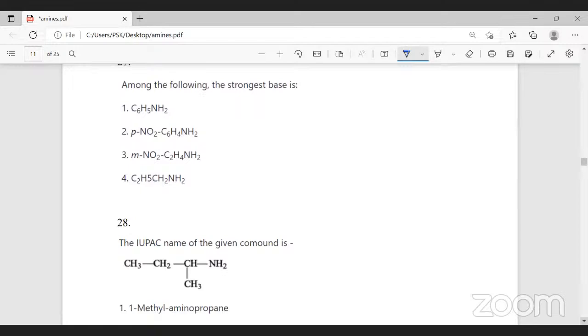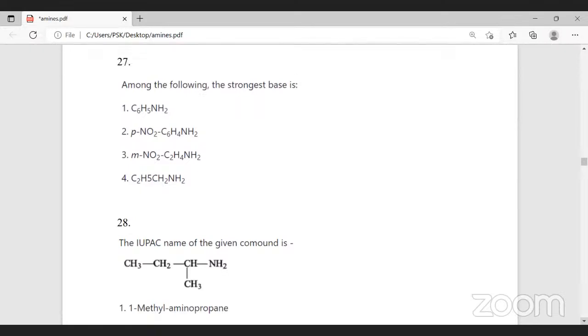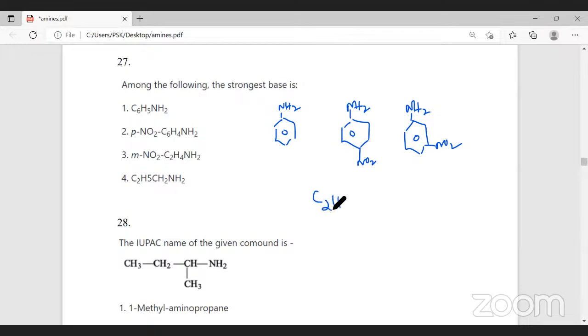The next question. Among the following, the strongest base is. Now the first one is aniline. The second one is para-nitroaniline. The third one is meta-nitroaniline. The fourth one is C2H5CH2NH2. Now, this alkyl group is an electron donating group.